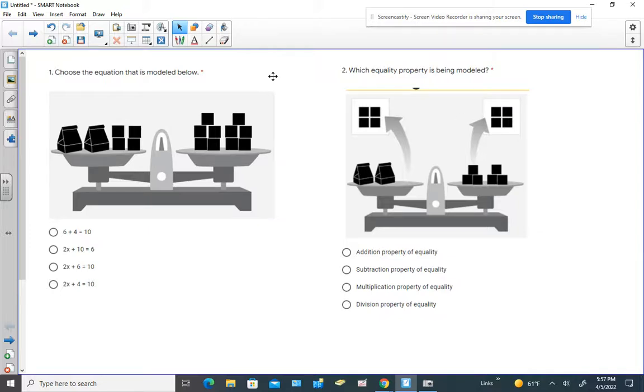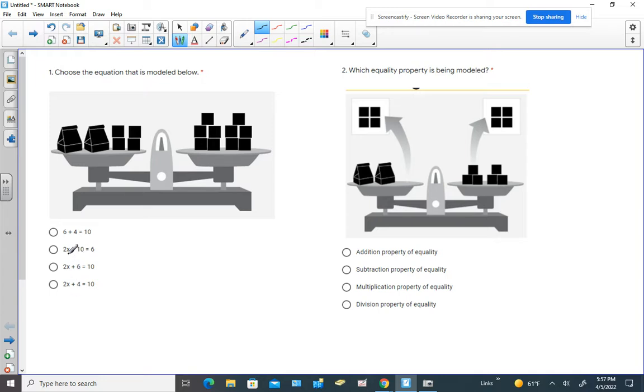We're looking at question 1. Choose the equation that is modeled below, and they give us this. So what do we notice? We notice we have 2 bags, and then we have 4 of these cubes. So we have to look and see which answer choices might offer something that fits that.